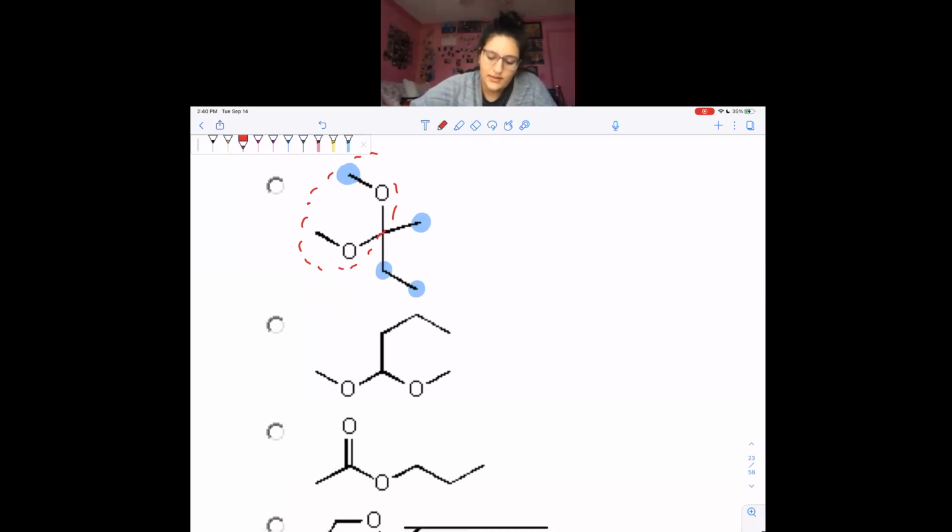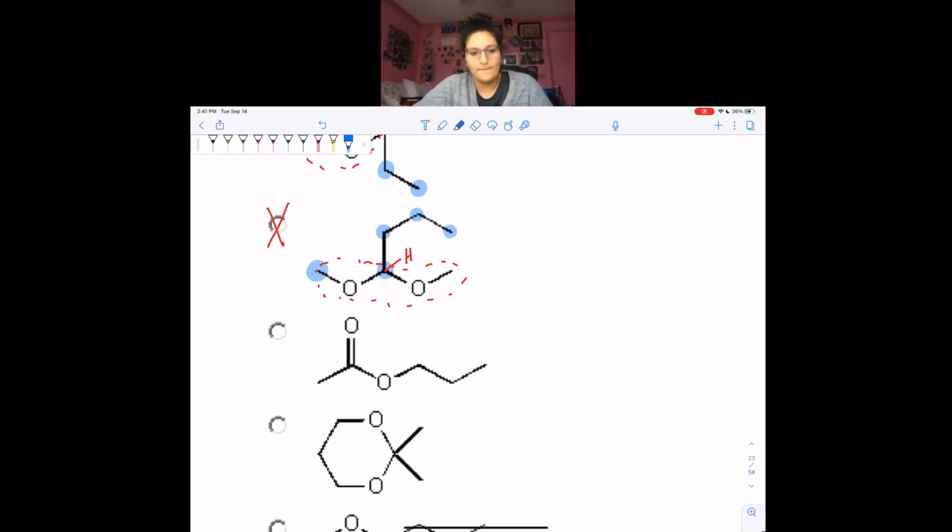Number 2, we have symmetry here. So this signal is going to be the same as this signal. We have a signal here because we do in fact have a hydrogen. Bam. And then 3, 4, 5. Too many signals. So we're going to get rid of this answer choice. Next up, there is no symmetry, so we're just going to go left to right. 1, 2, 3, 4. That one could be it.